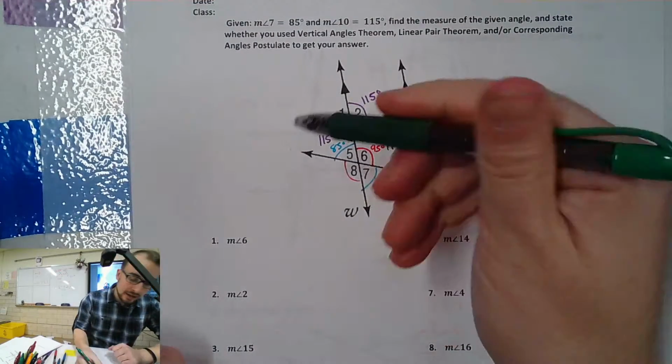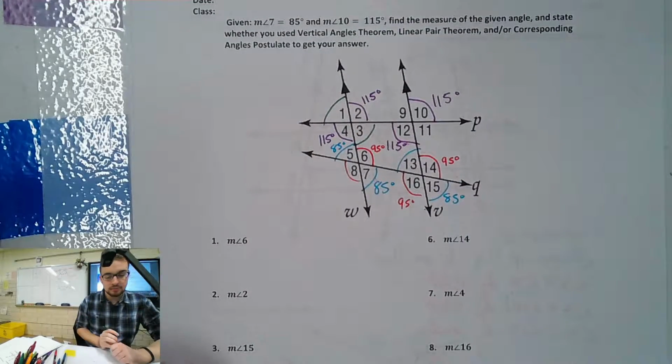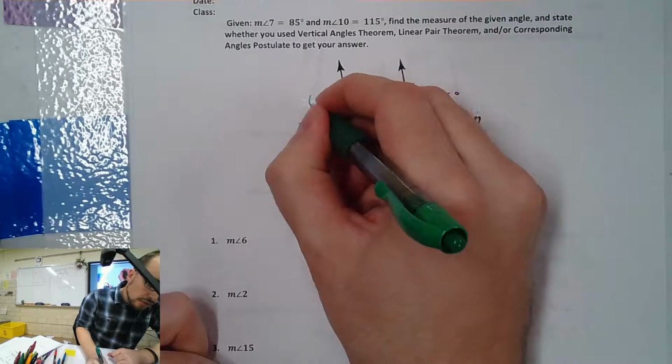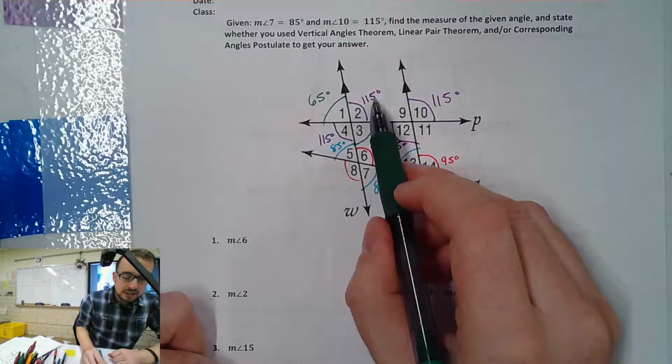Up here, angle 1 is going to be congruent to angle 3 by vertical. We know that. What is the measure of angle 1? What will the measure of angle 1 be? And how would you figure that out? Aiden. 65, and we know that by linear pair, right? Because 115 plus 65 is 180.